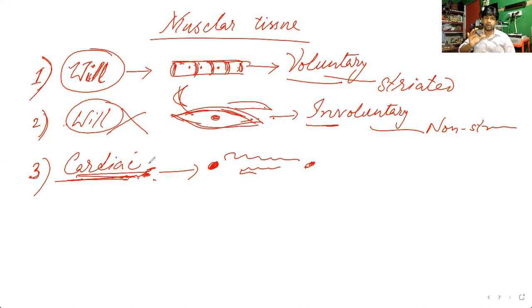Heart is the only organ which never takes rest. Other parts of our body take rest. Even the brain also sometimes takes rest. But our heart never takes rest. If it is taking rest, that means death. Okay, so this heart is made up of this cardiac muscular tissue.